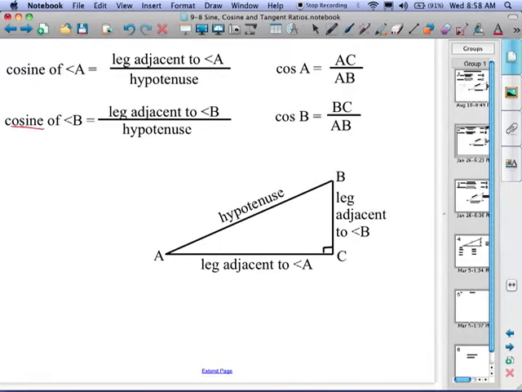To shorten it, we'll just use COS, which is still cosine. And the cosine is a ratio of the side adjacent to the angle you're looking at divided by the hypotenuse. So if we're looking at the cosine of angle A, the same angle we looked at before, this time we're looking at this distance, the leg adjacent to A, divided by the hypotenuse.